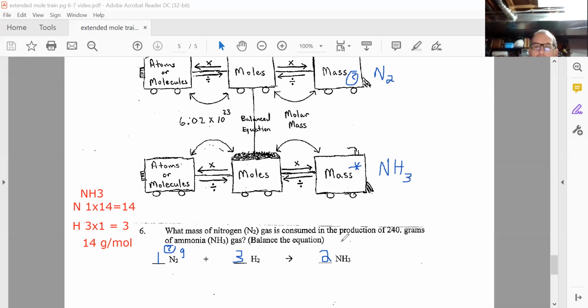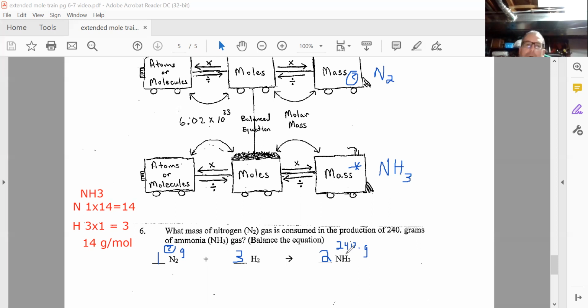And I might write this right above it. Sometimes I write it right below, but I'm going to run out of room here to do that. So I'm going to just get 240 point, and I'll put a G right there. So I know my product and I don't know my reactant. I know the NH3. It doesn't matter if it's a product or reactant. What I know goes on the bottom. What I don't know goes on top.